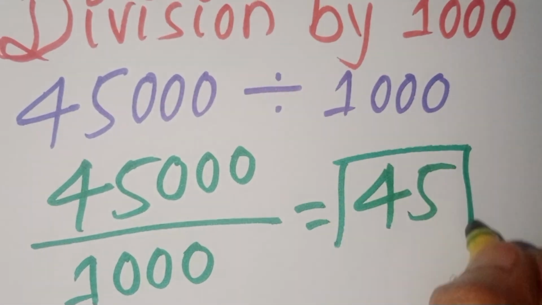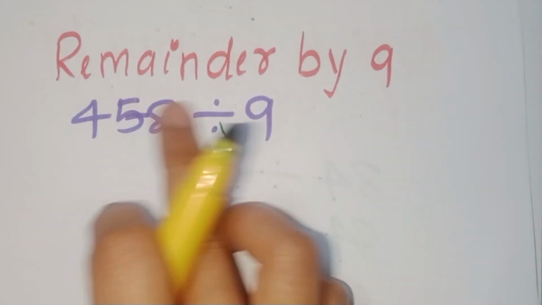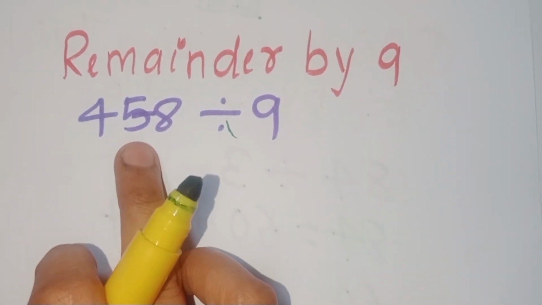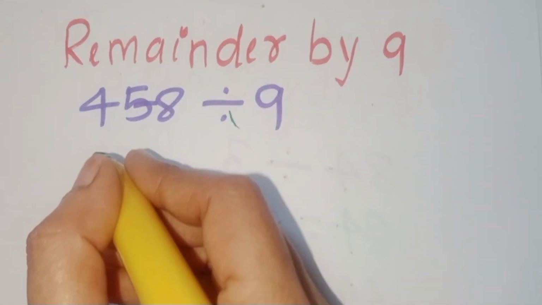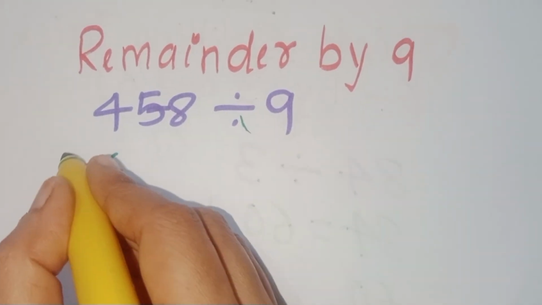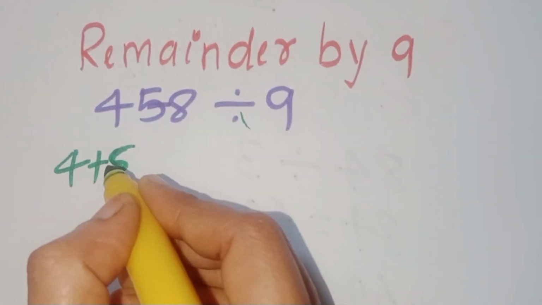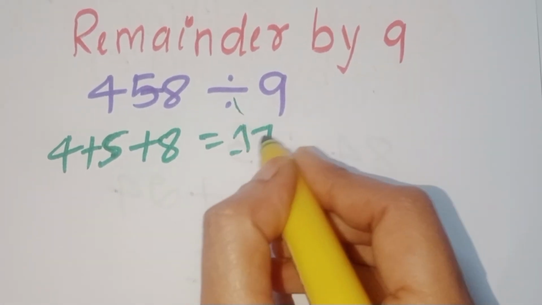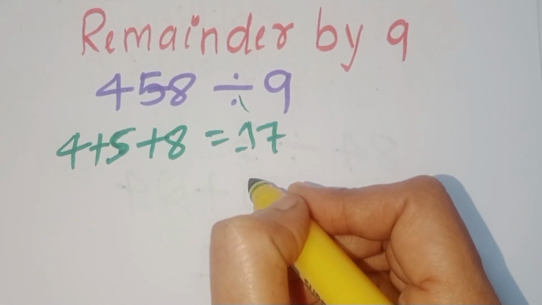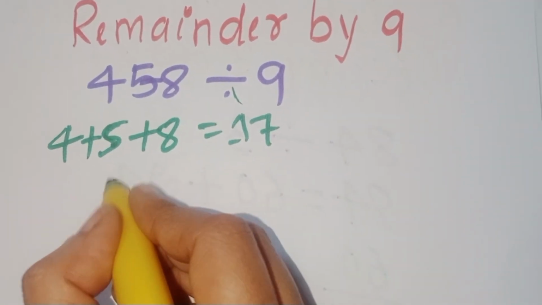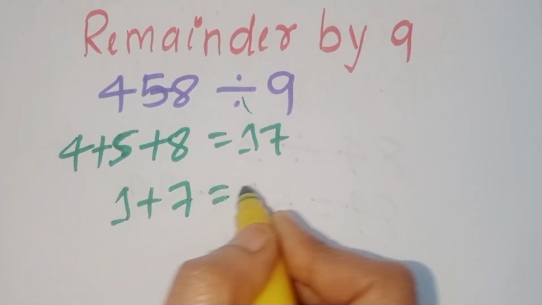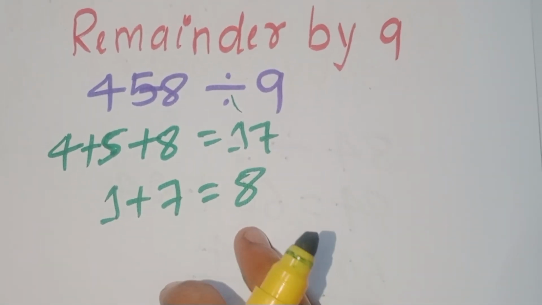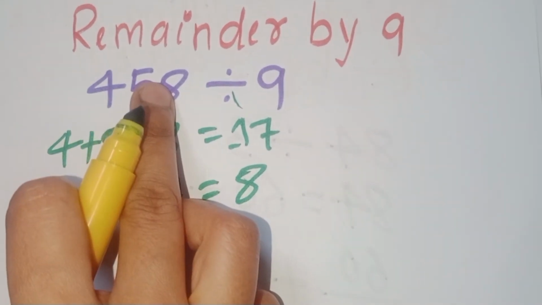This is the answer. Remainder by 9. Add digits repeatedly. 4 plus 5 plus 8. We get 17. Add 1 plus 7. 8. So the remainder is 8 for this question.